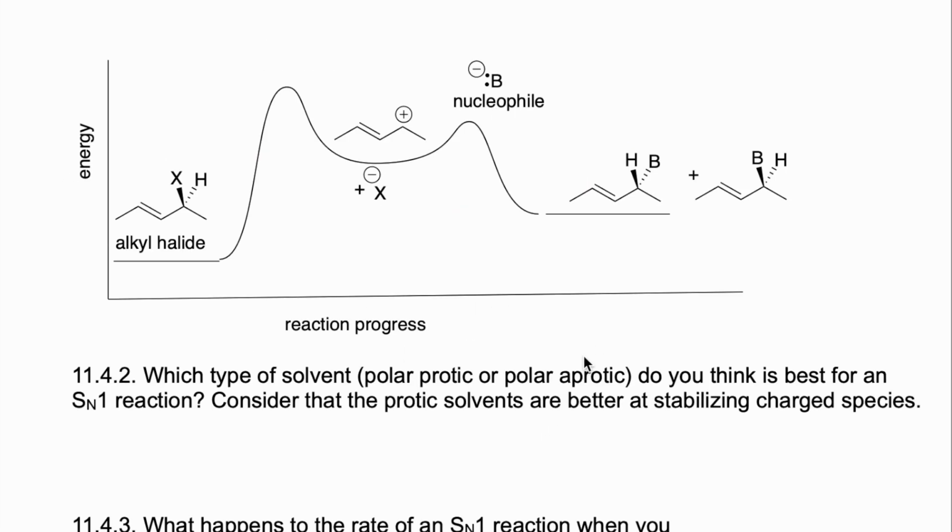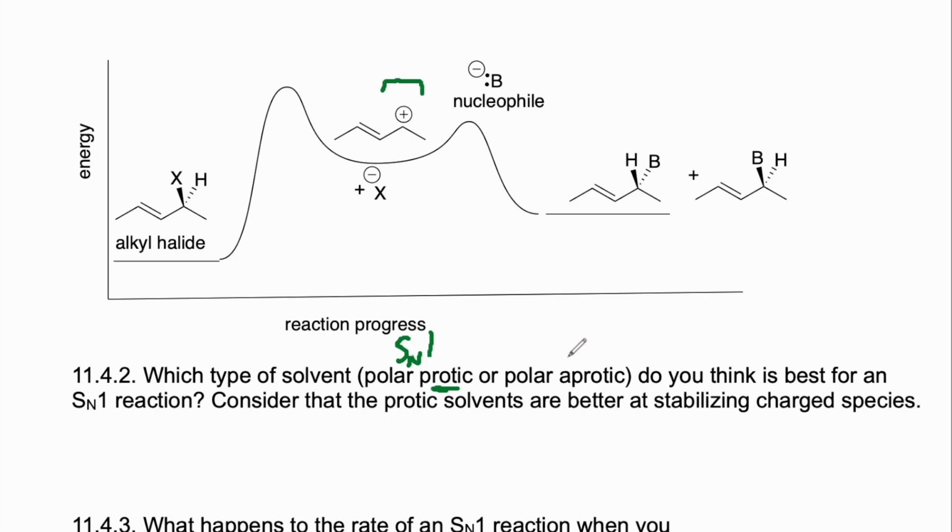We commented before that the solvent can affect an SN2 reaction. It can also affect an SN1 reaction. Since our unstable intermediate is this charged carbocation, ions dissolve better in hydrogen bonding solvents that are protic. So the polar protic solvent will be better for the SN1, because it helps to stabilize that charge.